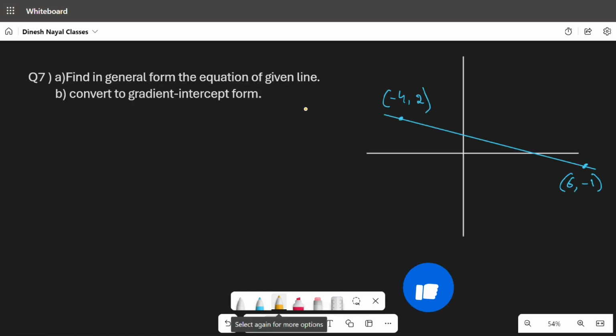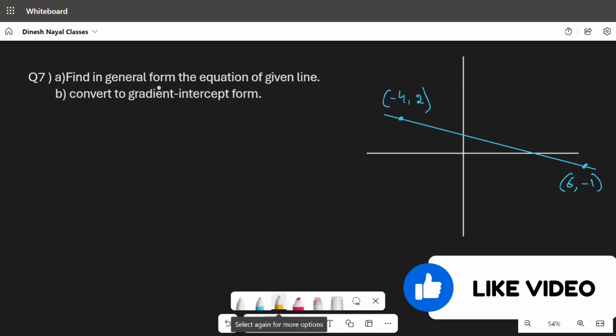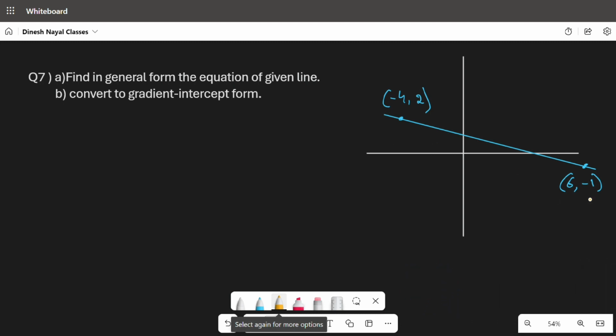Now our question 7 is, find in general form the equation of the given line. So this is the given line. As you can see, it is passing through 2 points, (-4, 2) and (6, -1). And the B part is to convert it to gradient intercept form. Okay, so let's write the solution.